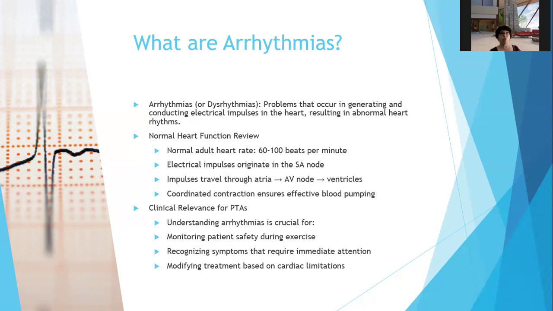So if you recall, our normal adult heart rate is 60 to 100 beats per minute, and the electrical impulses originate in the sinoatrial node in the right atrium. Impulses travel through the atria to the atrioventricular node to the ventricles. And coordinated contraction ensures effective blood pumping. So if the heart were to all contract at once, it wouldn't go through sequentially like it's supposed to. So atria contract, they relax, then the ventricles contract, they relax, the atria contract, they relax, then the ventricles contract, they relax. And that keeps the blood going in the right direction at the right speed.